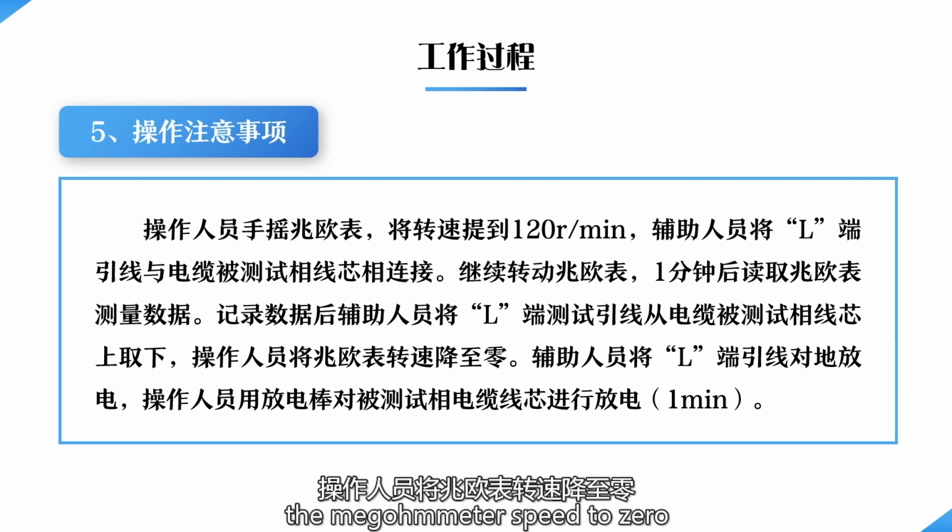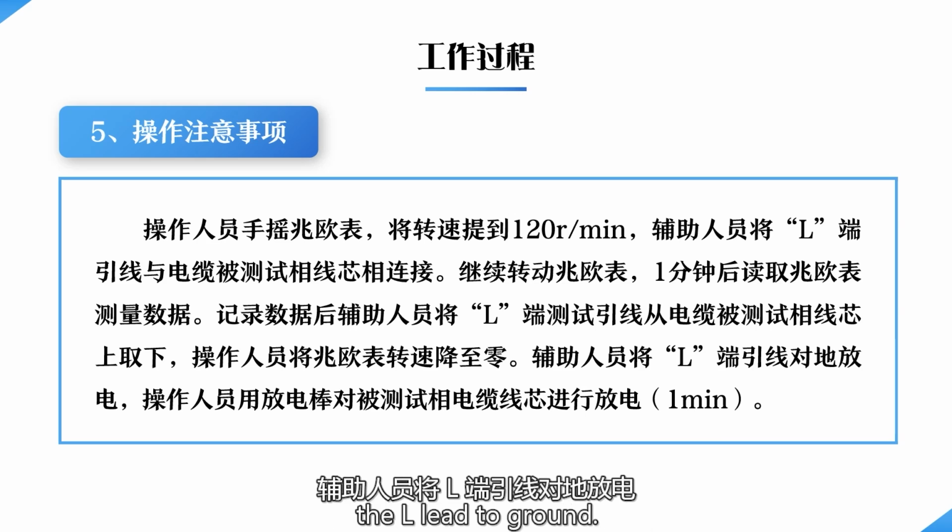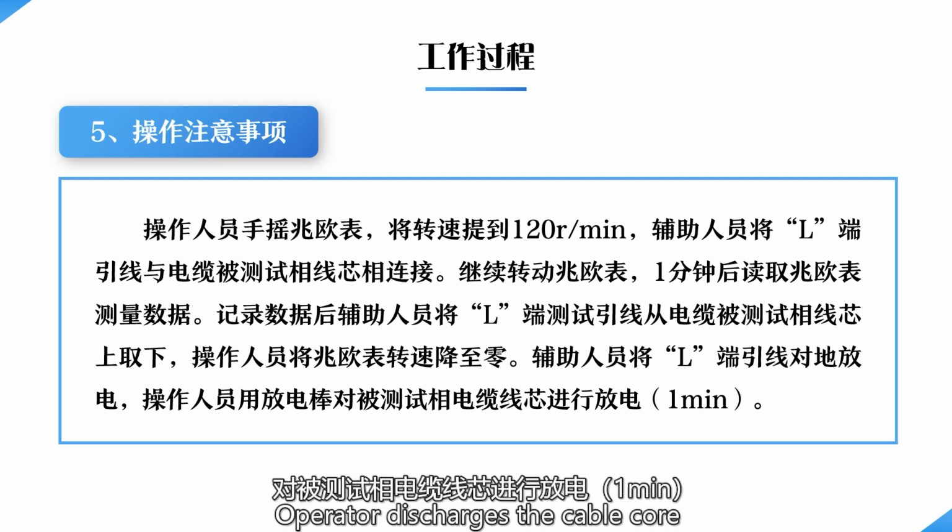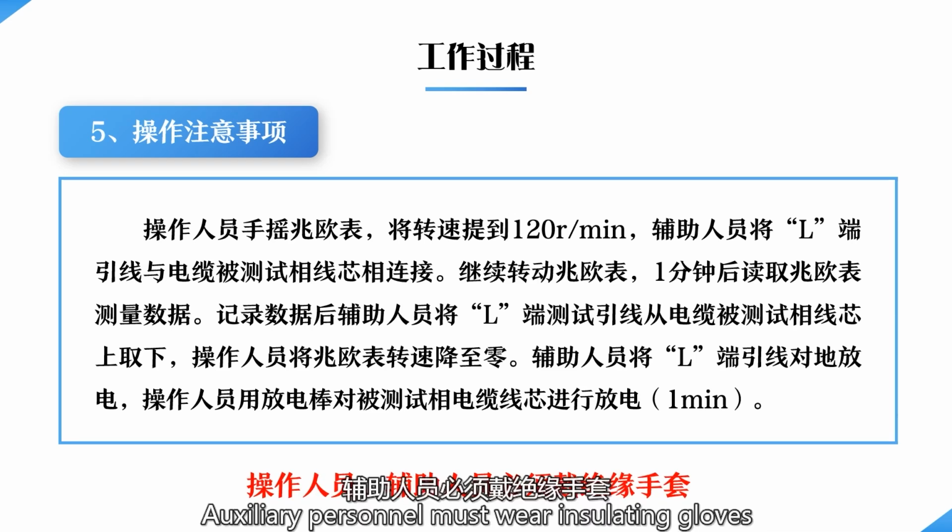The operator reduces the megohmmeter speed to 0. Auxiliary personnel discharge the L lead to ground. The operator discharges the cable core of the tested phase with a discharge rod for 1 minute. The operator and auxiliary personnel must wear insulating gloves.